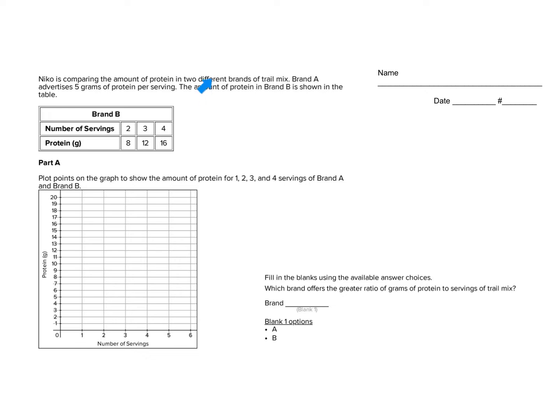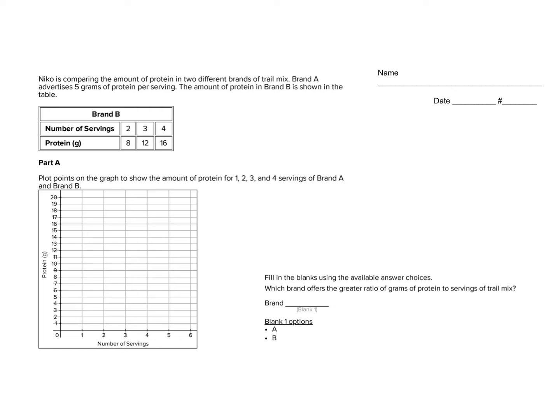So here we have words and a table, and then we're going to show how you can compare two different things on this graph. So the first thing I want to do is pull out the information. Ultimately, we want to find out which brand offers the greater ratio of grams of protein to servings of trail mix. So we want to find out which one has the greatest ratio, and that means the most protein in the number of servings. So we want to pull out the number of grams of protein per serving in the two different situations we have here.